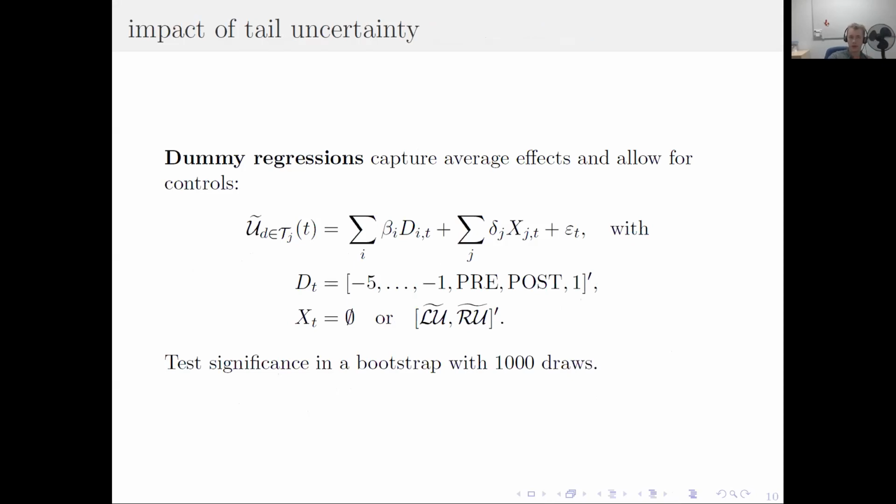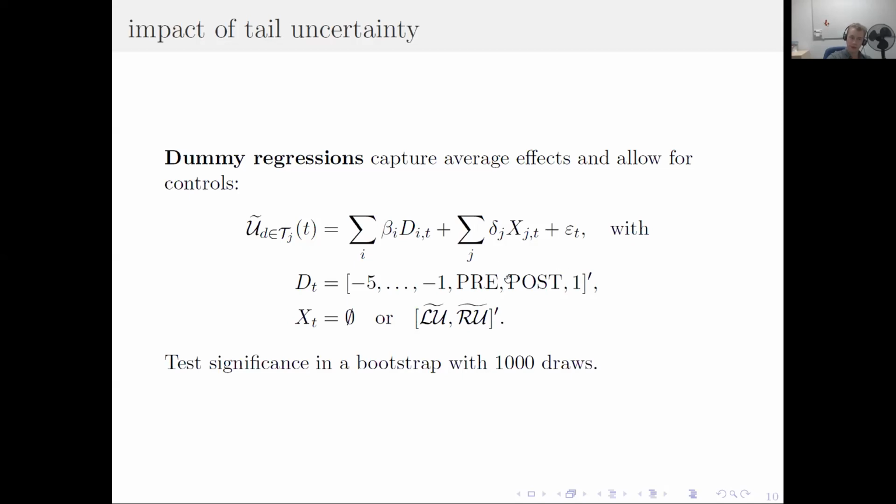And to do this, we now move away from simply looking at average plots, but we employ a set of dummy regressions, which then capture the average effects for subperiods that we consider. The subperiods are here given in this vector D. We define one dummy for each day in the blackout period, one dummy for the day after the announcement, and then split the announcement day in two.